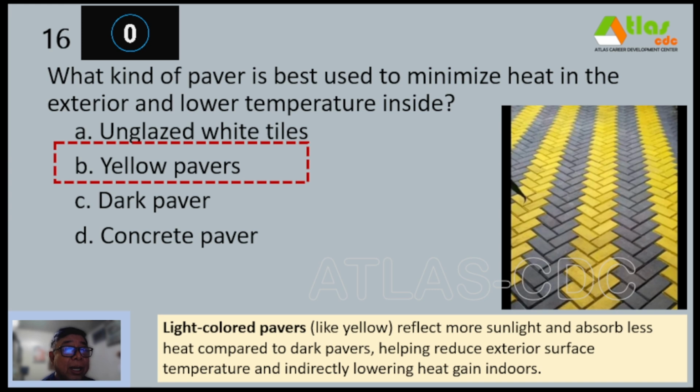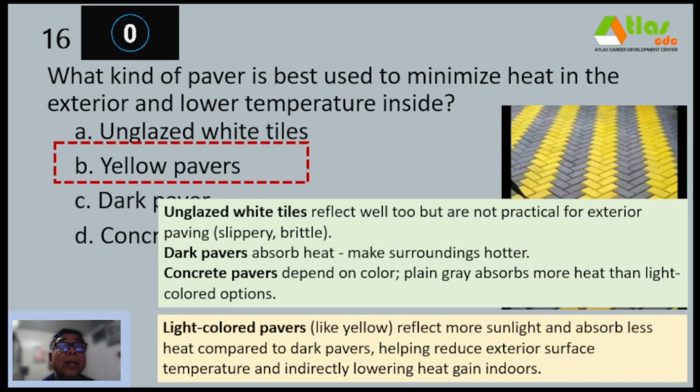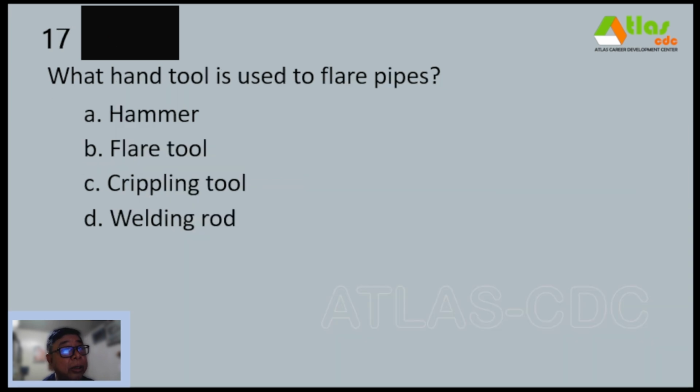So light-colored pavers like yellow reflect more sunlight and absorb less heat compared to dark pavers, helping reduce exterior surface temperature and indirectly lowering heat gain indoors. So ang glazed white tiles reflect well but are not practical for exterior paving, slippery and brittle, and dark pavers absorb heat and make surroundings hotter. Concrete pavers depend on color. Plain gray absorbs more heat than light-colored options.